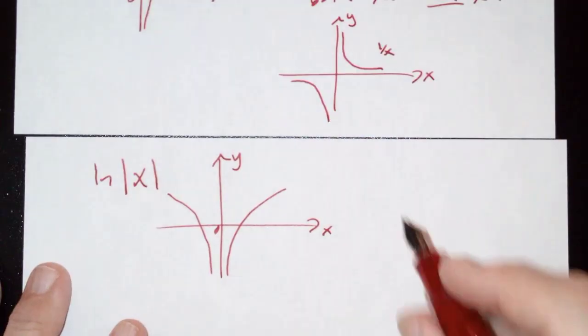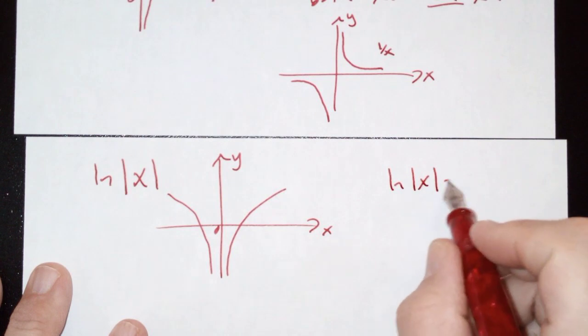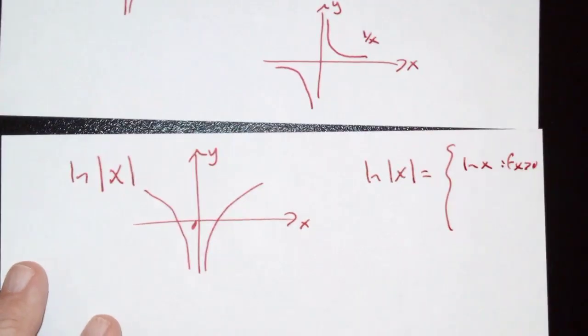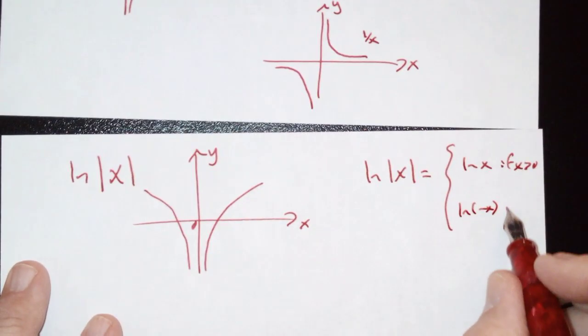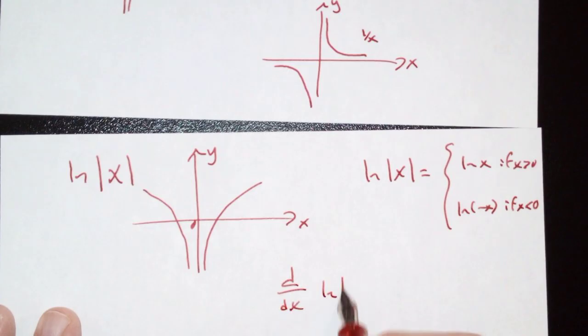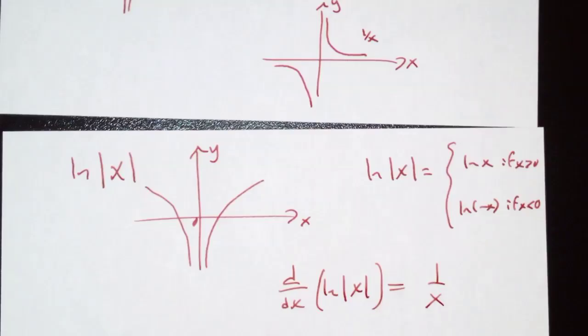I can even go so far as to think of this as if it was a piecewise function. And then I can use the chain rule. Guess what? The derivative of the ln of the absolute value of x is still 1 over x. It works the same on both sides. Oh, that's sneaky. Why would I bother to do this?